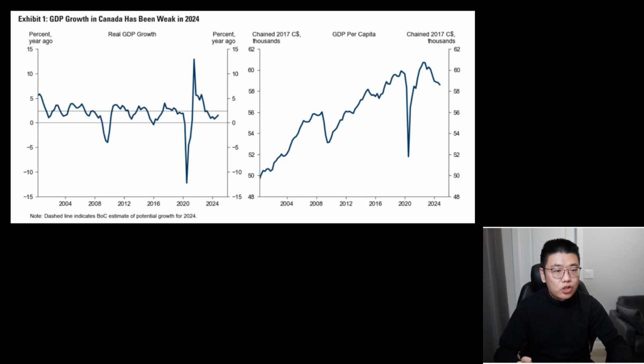Let's first take a look at the GDP of Canada. The GDP growth in Canada was weak in 2024, and this chart shows you real GDP growth, and it was very weak. The Q3 GDP performance was softer than expected, and the forecasted GDP growth for 2024 is only 1.1%. The real GDP per capita is shown on the right-hand side. It has actually declined by almost 3% if we look at the pre-pandemic peak, which happened in 2017 at $60.3 thousand per person, and now we're down to $58.6 thousand per person in Q3 of 2024.